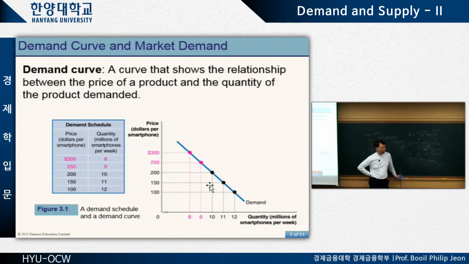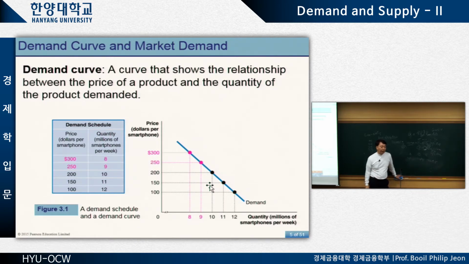That's the idea of substitution. When the price of one item goes down, it makes that item relatively cheaper compared to other items, so consumers may substitute. That's one possible explanation for that relationship: when the price comes down, quantity demanded increases.